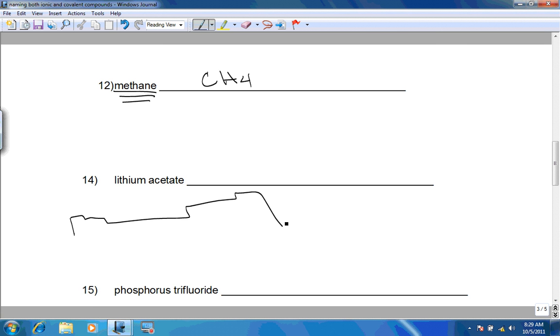Alright, for number 14, you'll notice that you do not have prefixes here. That means that we're going to be needing to do the crisscross. So lithium is here, and acetate is a polyatomic ion. So lithium, and then acetate is C2H3O2. By looking at the periodic table, you can tell that lithium is a +1. And then acetate, you know, is a -1.